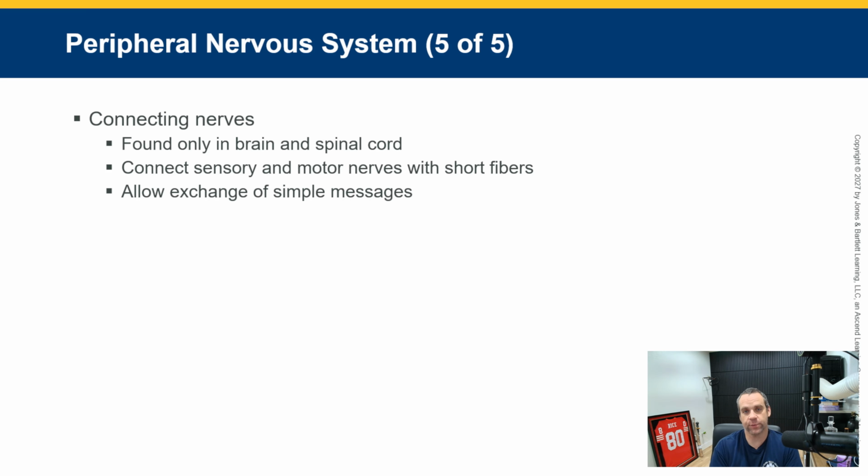Some of these connections create very short pathways through the spinal cord. But those pathways are just going to allow a rapid response to a harmful stimulus, and they really form the basis of what we're going to call the reflex arc.